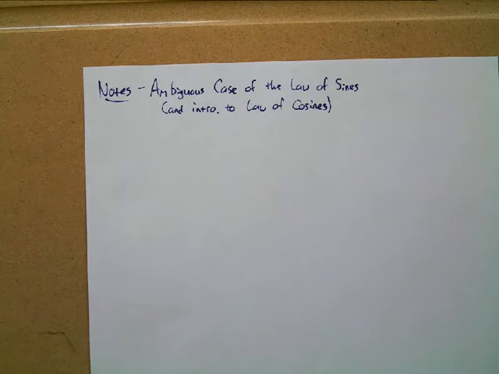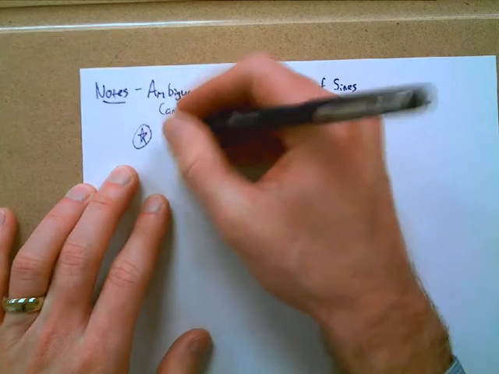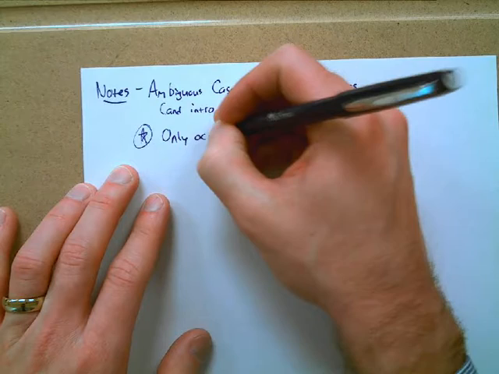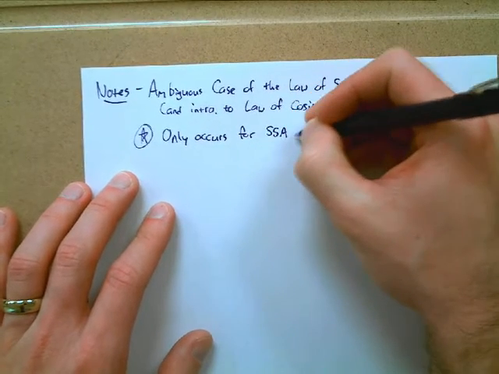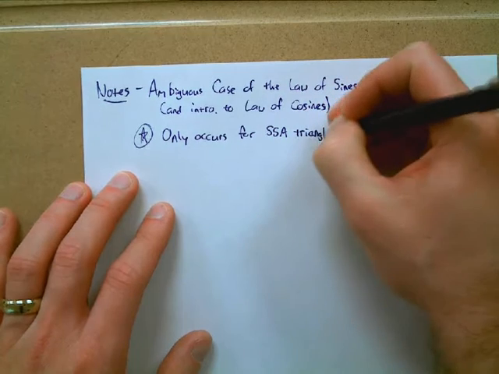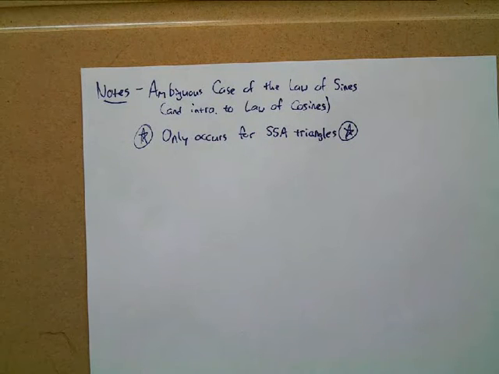So the ambiguous case of the law of sines only occurs, and this is the key, so I'm going to put this star here, for side, side, angle triangles. Because we can use the law of sines to solve a side, side, angle triangle, but side, side, angle does not guarantee a unique triangle, okay? Sometimes you can actually get two possible triangles from this given information, or you can be given this information and no such triangle could exist, okay?